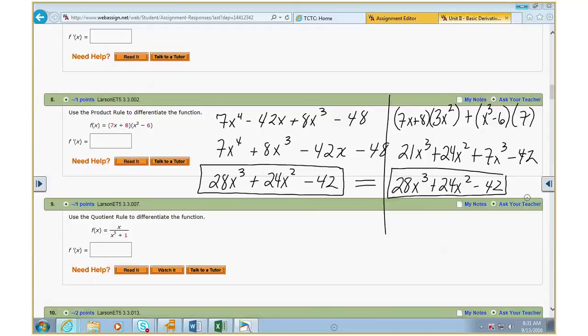Now, just for giggles, go ahead and try the difference quotient. Try it with that right there. Let's see what happens.